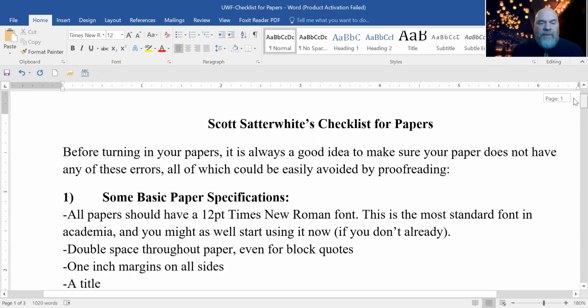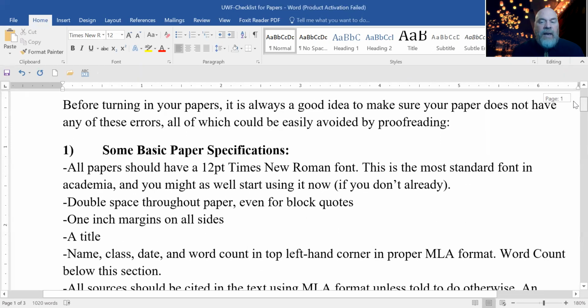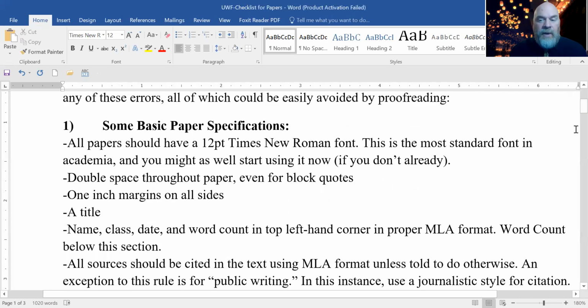So first off, we have some of the basic specifications. Now I put this on here so you would have an idea of what I'll be looking for with your papers. That said, nearly every other professor uses very similar specifications for papers. We like to use 12-point Times New Roman fonts. This is sometimes the default font, but it's not always the default. So it's better just to go ahead and switch over to this font.